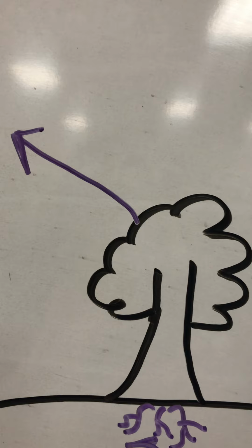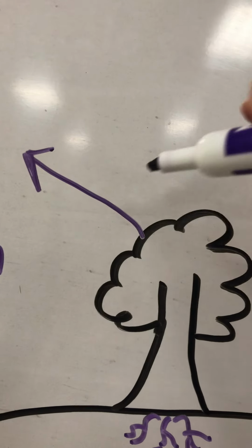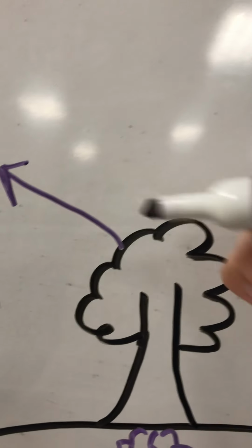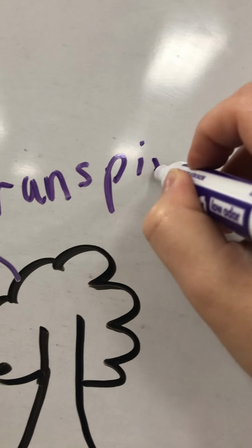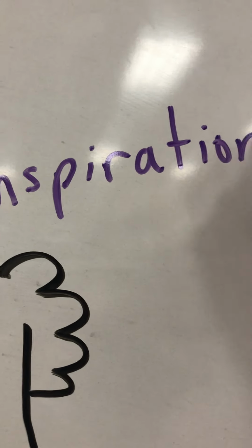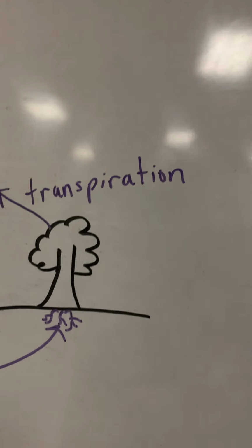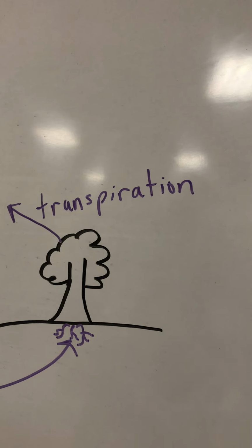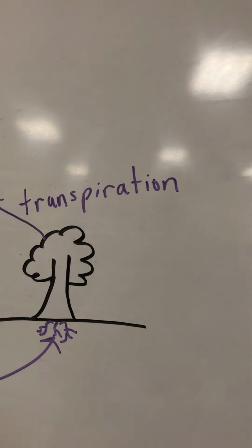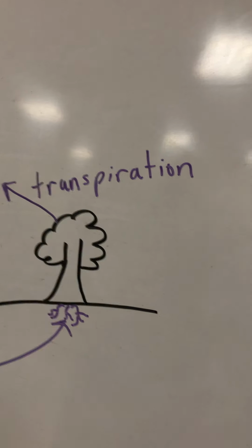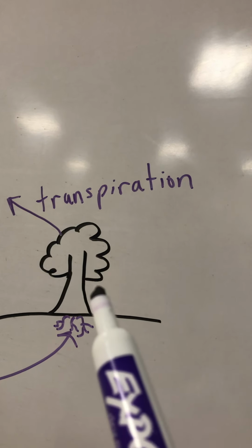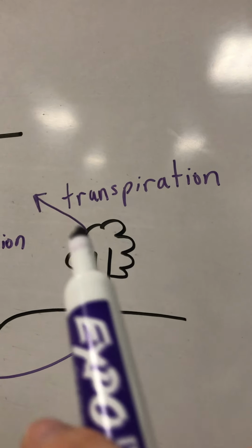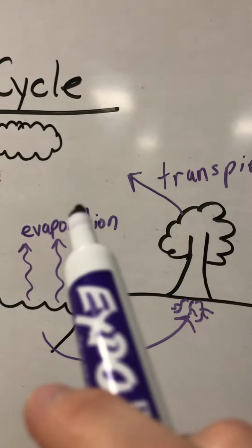Sorry, that's our bell here at school. I'm at school. Plants will lose water through their leaves. When they do that, that is called transpiration, not transportation like you're driving in a car or something, but transpiration. Again, that is when plants of any type, it doesn't have to be a tree, lose water through their leaves, and it does get evaporated.